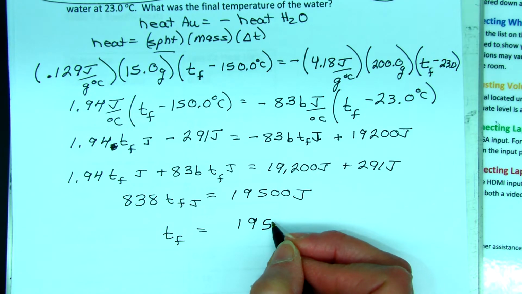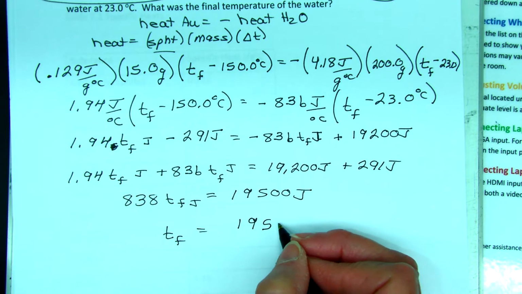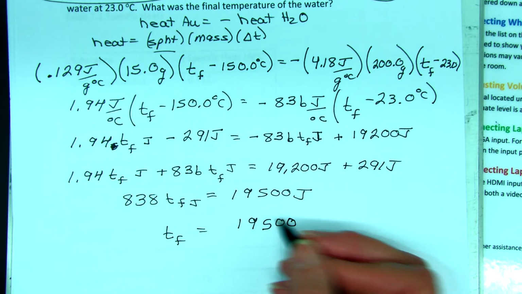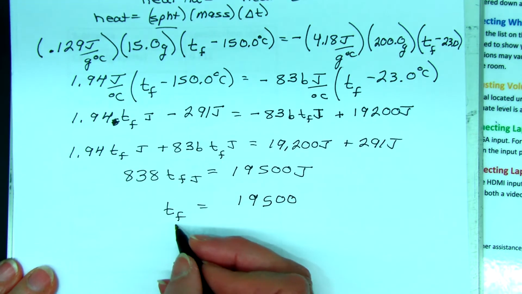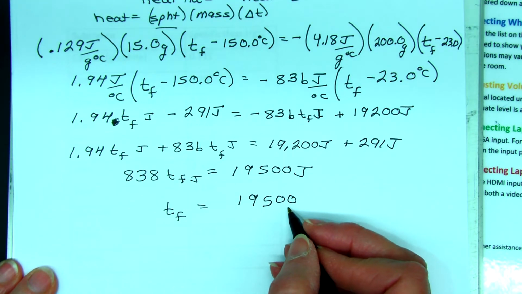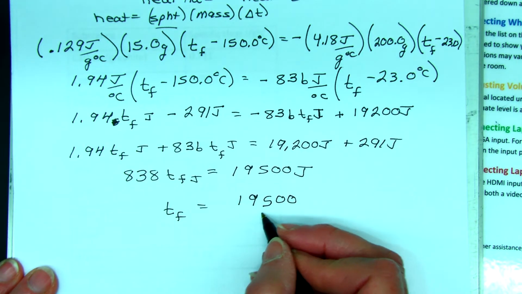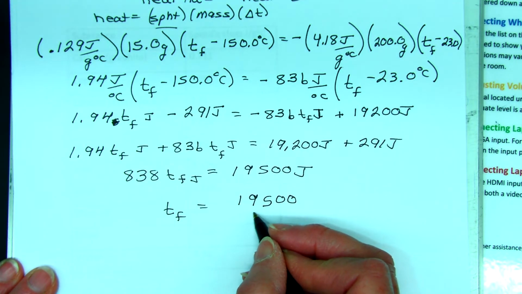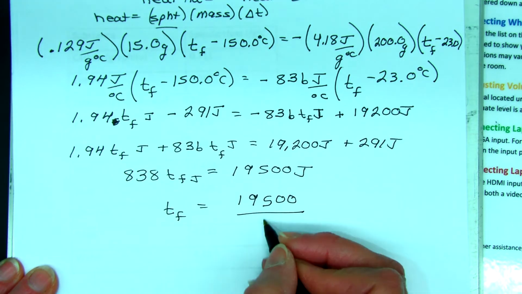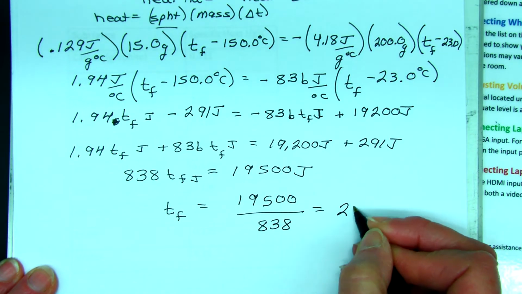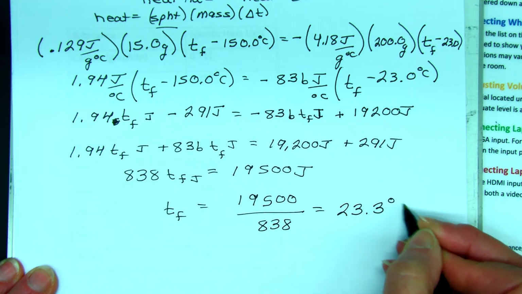19,500. How did I drop something? I'm working on that. It was the unit that was confusing me. Somehow I dropped my unit of degrees C because we end up with T sub F in degrees C. Oh, I canceled it out earlier saying it was joules per degree C, but that's okay. It comes out. 19,500 divided by 838 is equal to T sub F, 23.3 degrees Celsius.